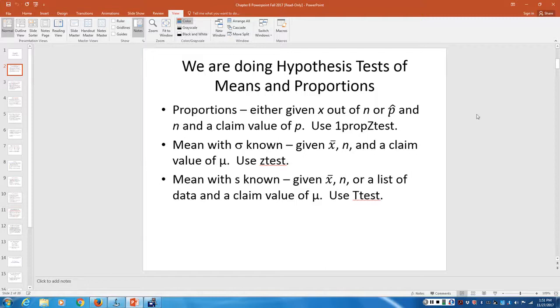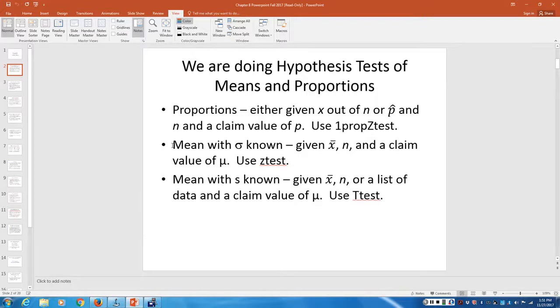When we're doing hypothesis tests, it works the same way. The hypothesis test for proportions: we're either given x out of n or p hat and n, and a claim about the value of p for the population proportion. And when we do that, like we used 1 prop z interval, we're going to use a 1 prop z test to come to a conclusion about the test of a claim.